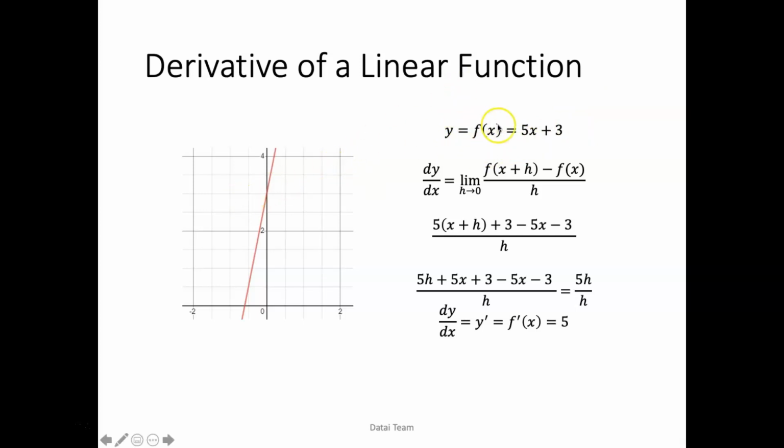So when you change the value of x by 1, you change the value of y by 5. If you put negative 1 instead here, you get negative 5 plus 3, which is equal to negative 2.